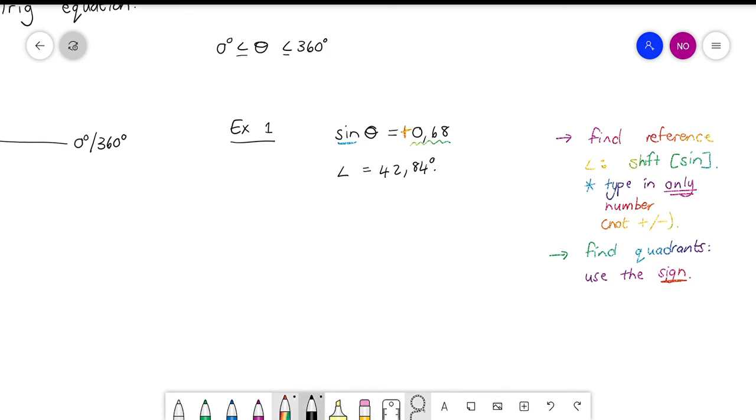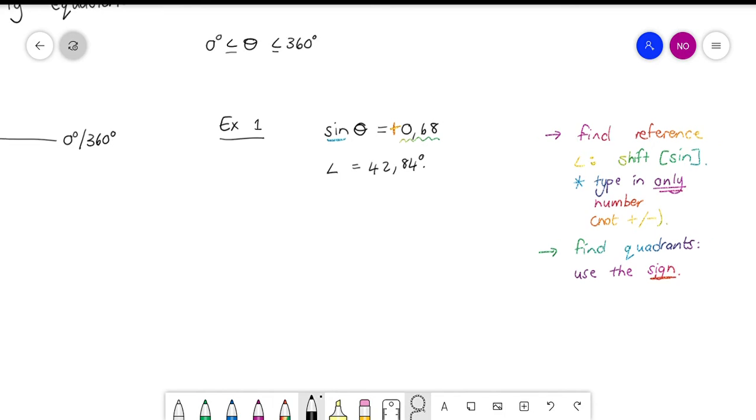So now you ask yourself, in which two quadrants will sine be positive? Sine is positive in quadrant 1 and in quadrant 2.